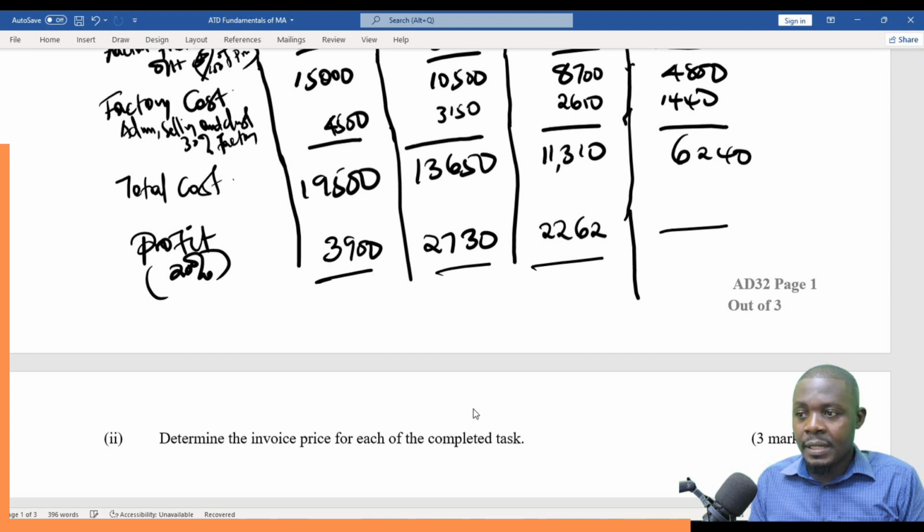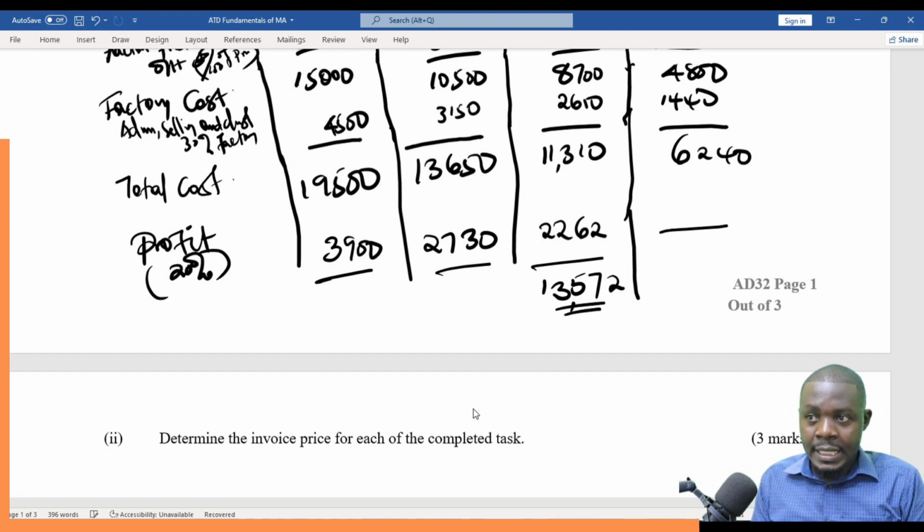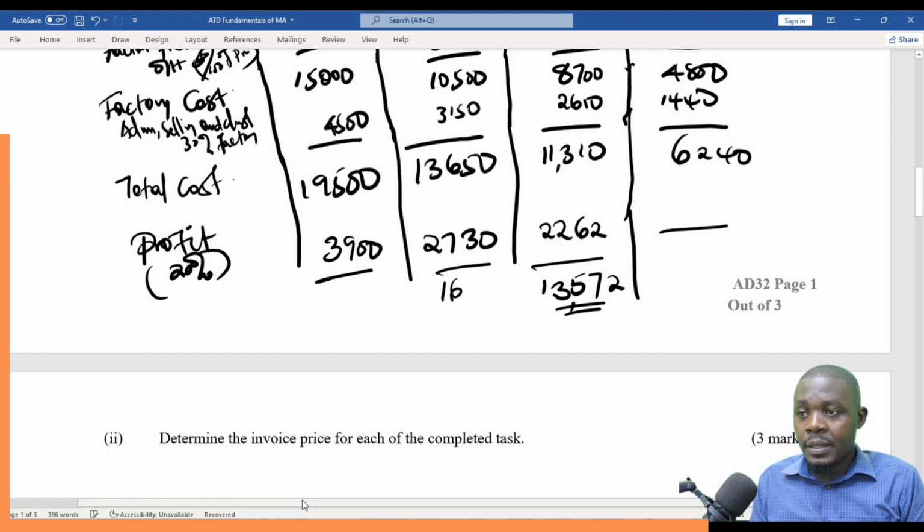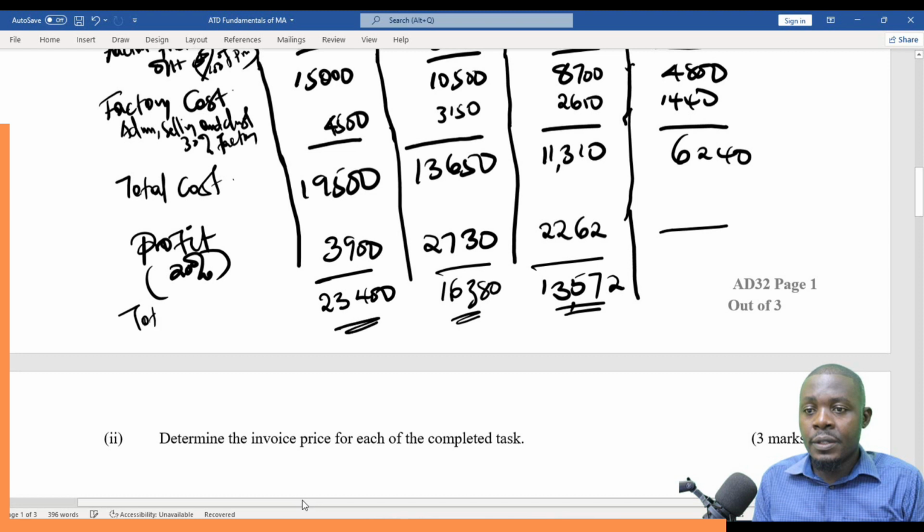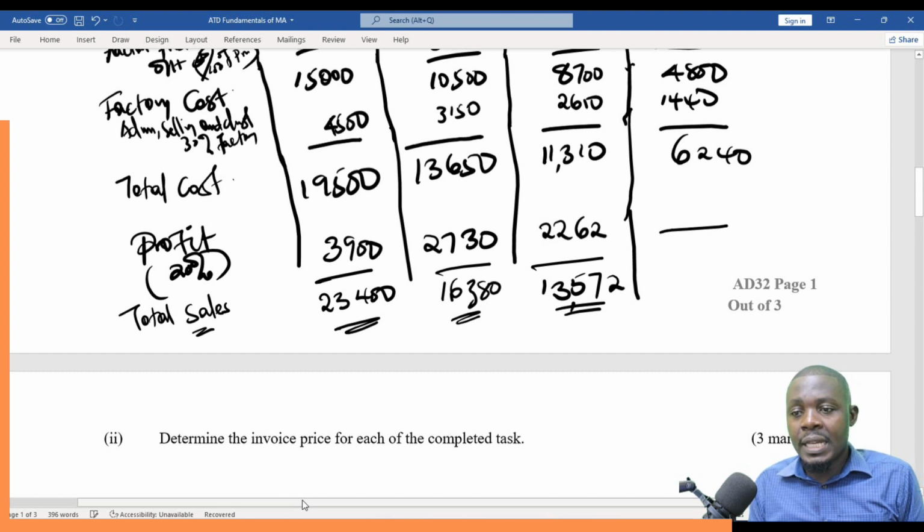Here we should be getting 13,572 as the profit, or total sold, 13,650 plus 27,30. We have 16,380. Then we have 19,500 plus 3,900, which is 23,400. That is the total sales value. Sales. That's what they are meant to sell those products.